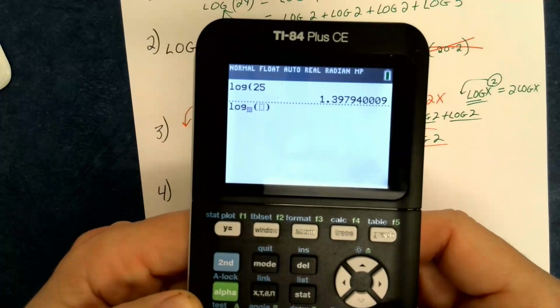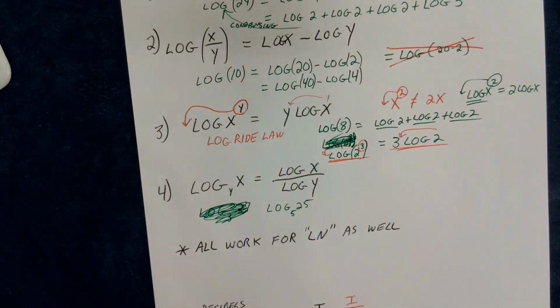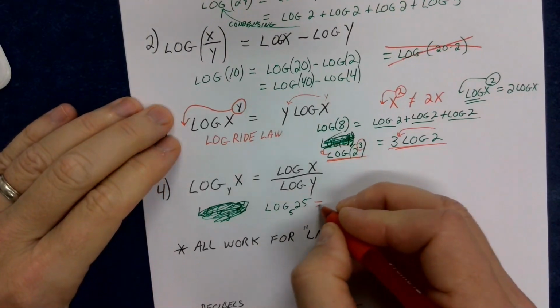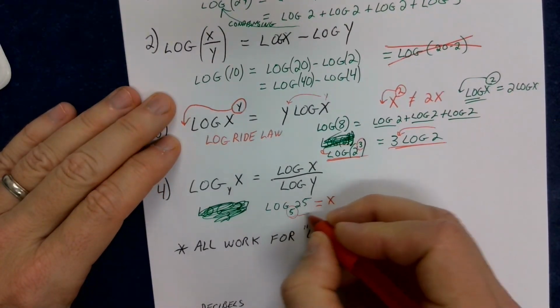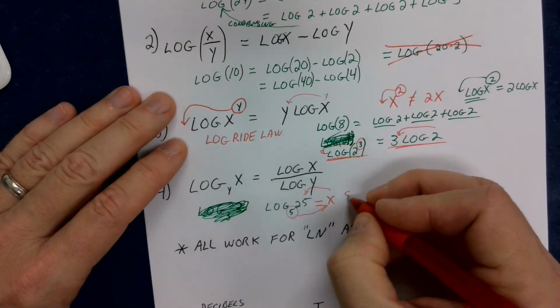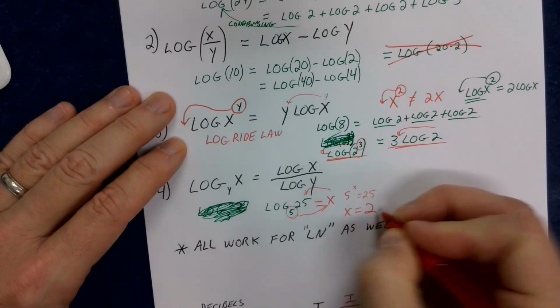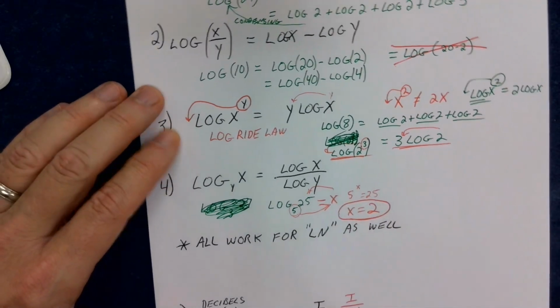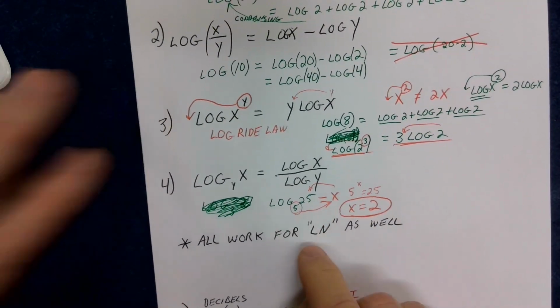But what happens if you don't have that nice calculator? Some calculators don't have that. Well, then this is what you need to do. It's true, right? If we're trying to evaluate this, doing the baseball analogy, 5 to what power equals 25? We know that the answer needs to be 2. That's just what works. So how do I put that into my calculator?